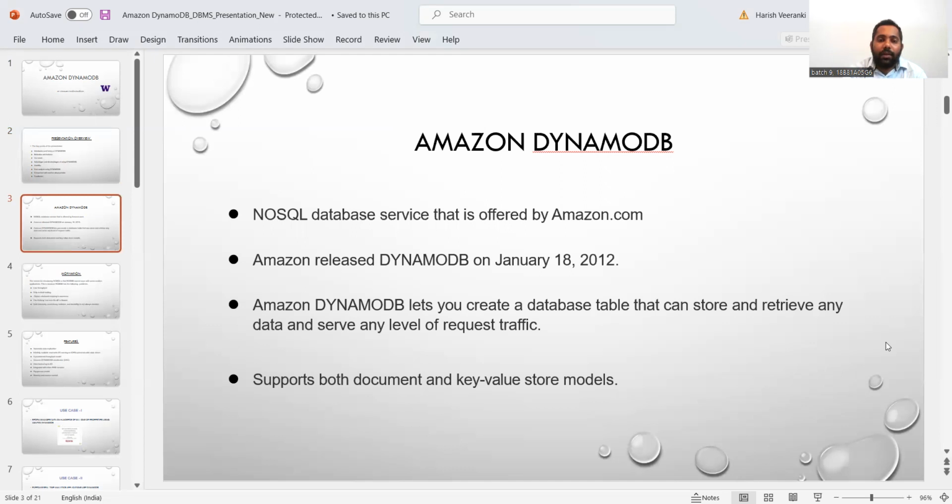Amazon DynamoDB is a NoSQL database service that is offered by Amazon. Amazon released DynamoDB on January 18, 2012, and it lets you create a database that can store and retrieve any data and serve any level of request traffic. It supports both document and key-value store models.